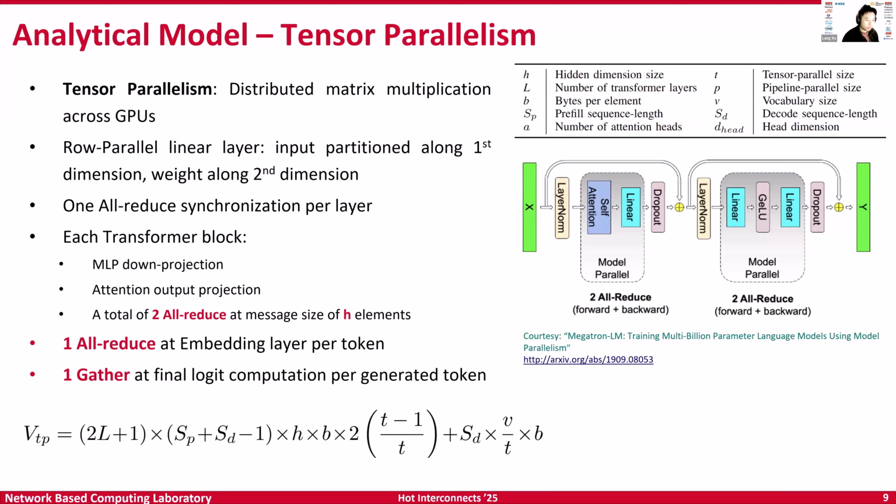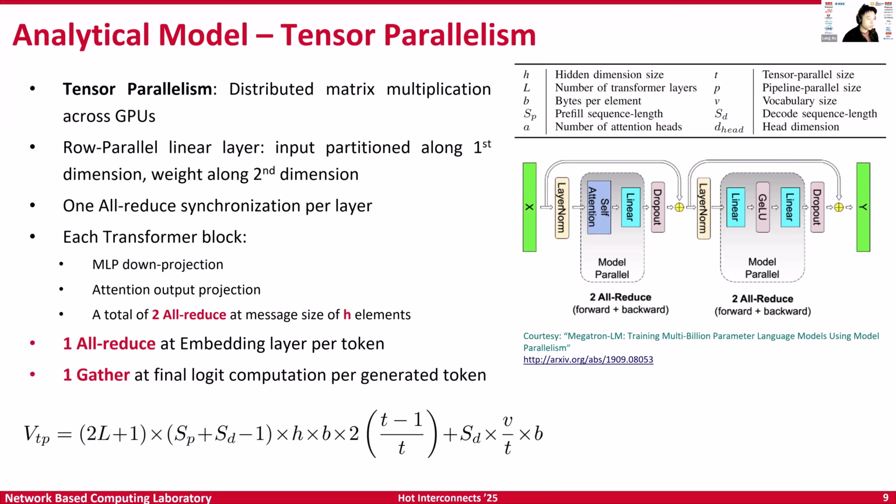In the vLLM framework, before doing the inference, there will also be another all-reduce at the embedding layer per token. And finally, you want to gather the logits from all the tensor parallel workers. There will be one gather at the end per generated token. So if we look at the communication volume here, it consists of two parts. One is the reduce part, one is the gather part.